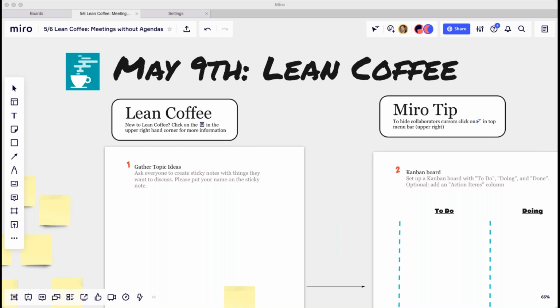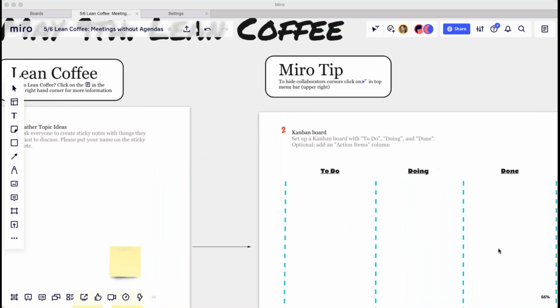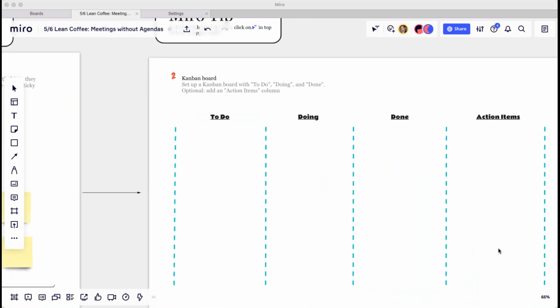So the way Lean Coffee works is we start off by gathering topic ideas. Once we have a group of topic ideas selected or written down, we will vote on which topics we would like to talk about first. Then we'll move them over here to the Kanban board you can see on my screen, and we'll discuss them. And first go around, we'll discuss each topic for 10 minutes.